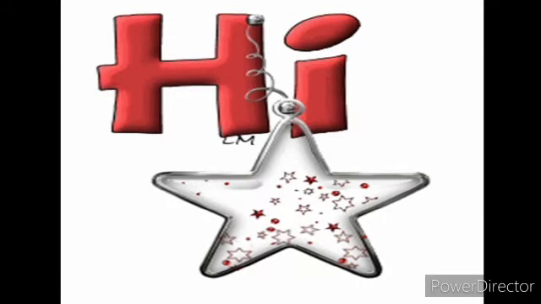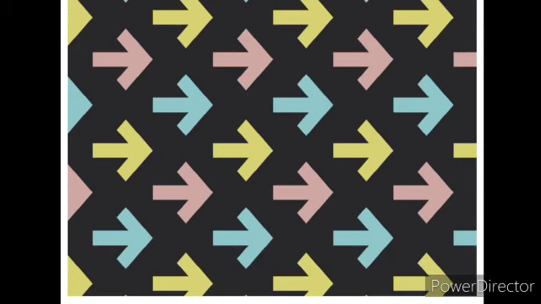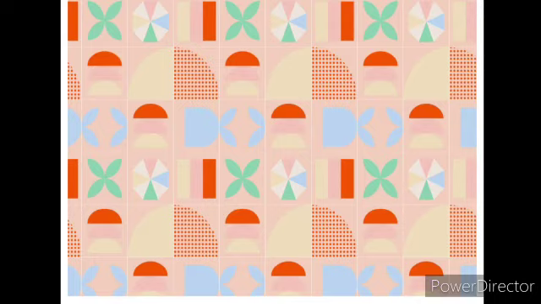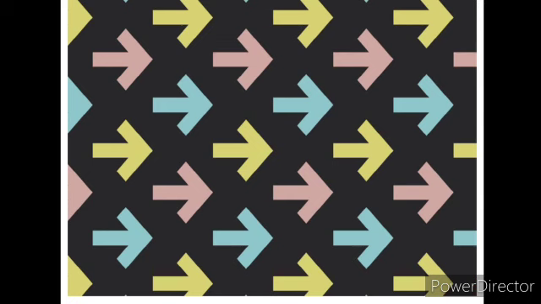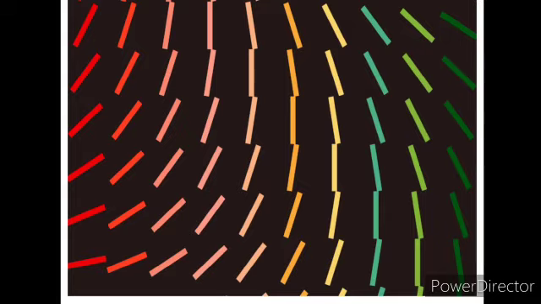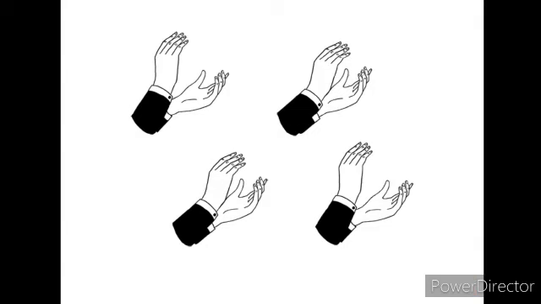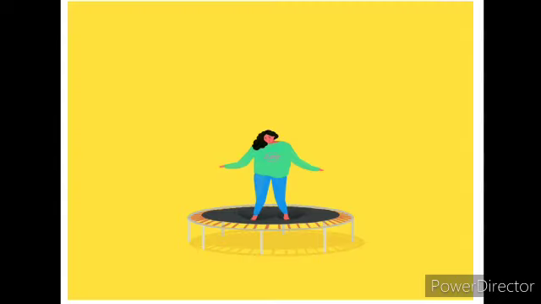In this video, we are going to learn the new chapter, Patterns. Look at these designs. Aren't they looking beautiful? It is because they have some arrangement and specific order. When things are arranged following a rule in specific order, they make patterns. There are patterns all around us. Even when you clap or jump in a specific order, you follow a pattern.